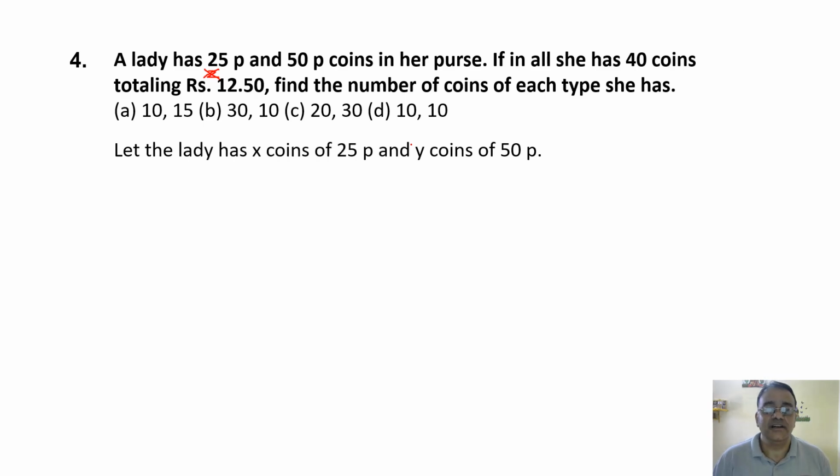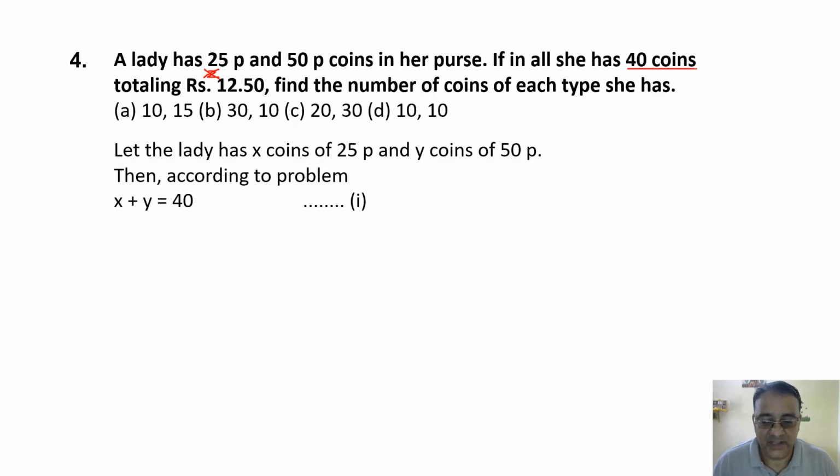So let the lady has x coins of 25 paise and y coins of 50 paise. So according to the question, we will have total number of coins is 40. So we will have x plus y is equals to 40 and the total amount is 12.50. So this is in rupees. So we will write 1250 paise when we add both, 25x plus 50y, that will be equals to 1250. Okay, I had just added this, right? 1250. This is clear? Yes, sir.